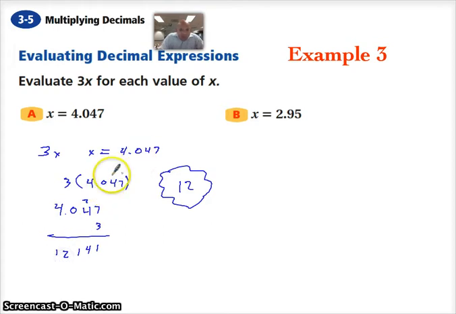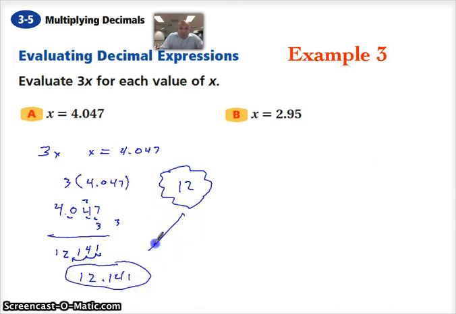Now, how many total place values do I have? Well, I have 1, 2, 3, and none here. So I have a total of 3 place values, which means I move that decimal point over 3 place values so that my answer now is 12 and 141 thousandths. Is that close to 12?